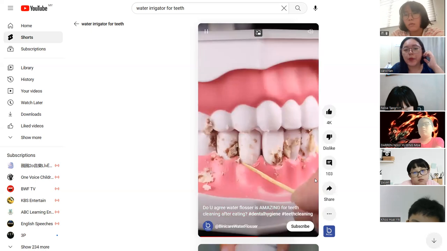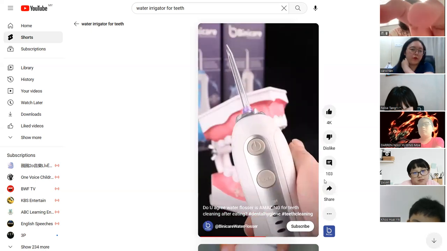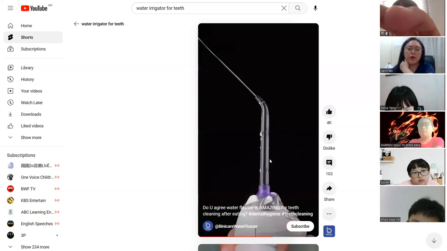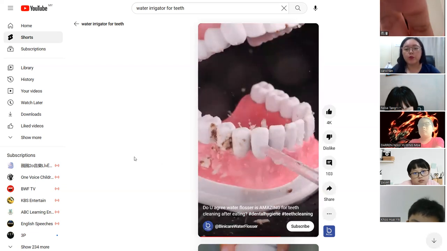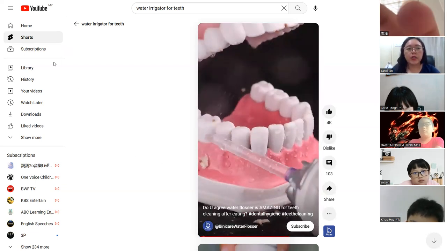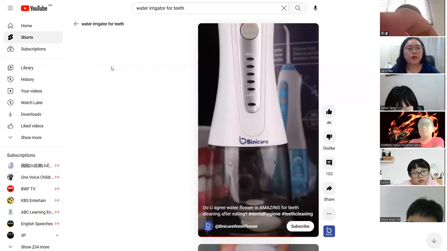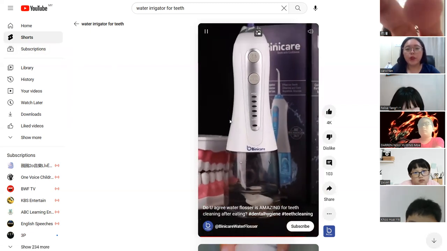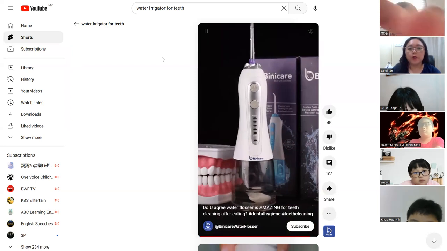So this is the toothpick. Oh no, what happened to my room? Sorry. So this is the water flosser, or we call this an oral irrigator.